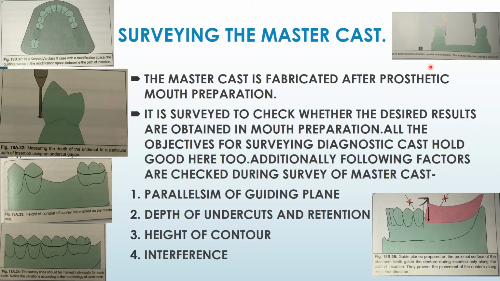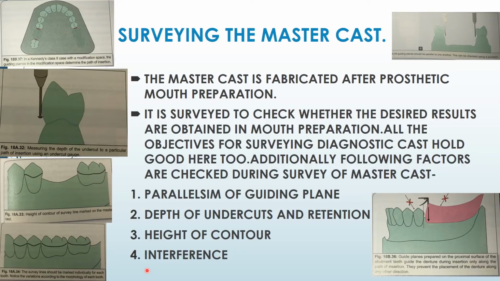The next is depth of the undercut and retention. It is measured using the undercut gauges, which are mounted onto the surveying arm. So this measures the depth of the undercut for a particular path of insertion using an undercut gauge. Then the next is height of contour. You determine the height of contour, which is the widest circumference, and it is marked using a carbon marker. So it forms the survey line.